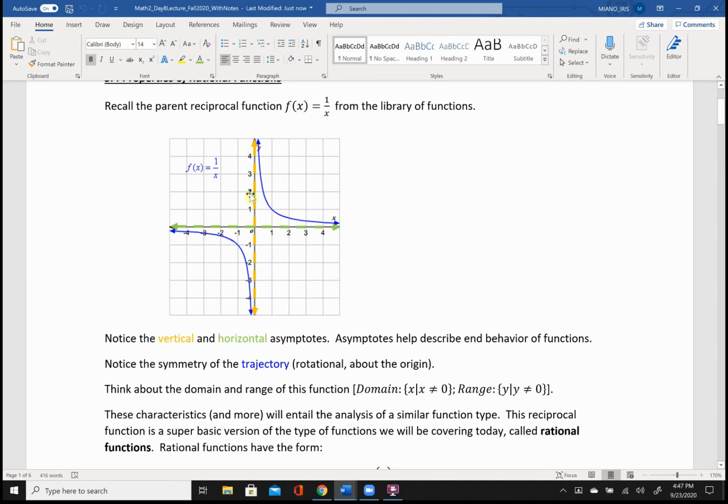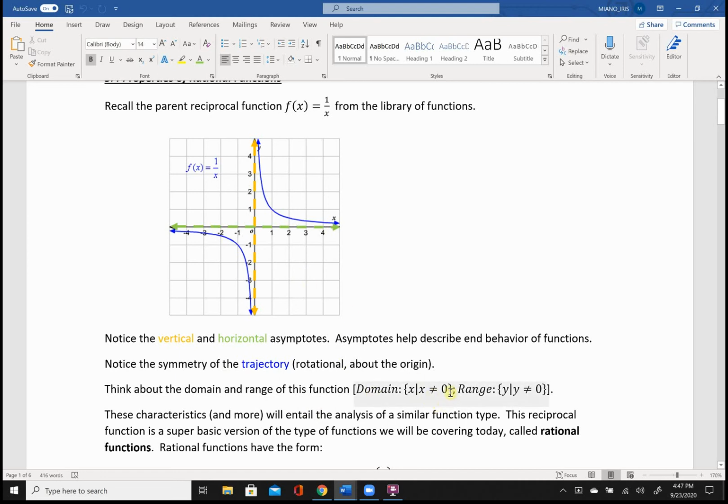So the vertical asymptote I have shown here in this orange color, horizontal asymptote in green, only putting them in different colors just to distinguish between the two. And like I said before, asymptotes help describe end behavior of functions. I know some folks have this notion that asymptotes are lines that trajectories can never cross, and that's not necessarily the case. So we're going to talk about when they could cross and when they can't cross certain types of asymptotes. Okay. Also, I want you to notice the domain and the range of this particular function.